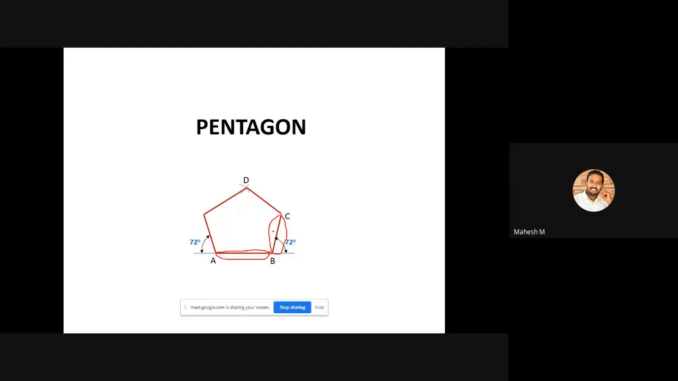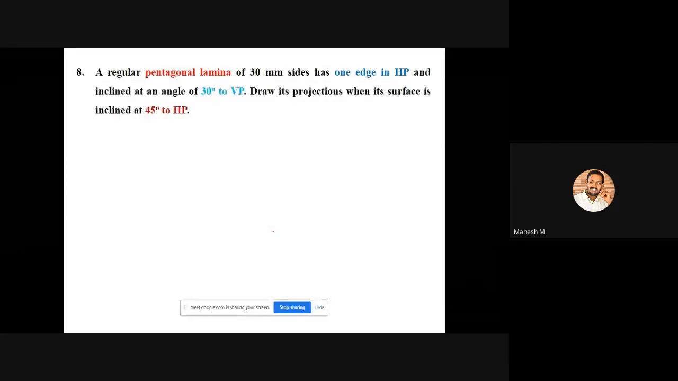Okay, Gana. So I'm going to solve a problem based upon a regular pentagonal lamina. That means a pentagonal plane. Lamina means it is a plane, no problem, there is no thickness for this. So it is a plane of 30 mm side. The side value of this pentagon is 30 mm. That means all 5 sides have a side value of 30 mm.